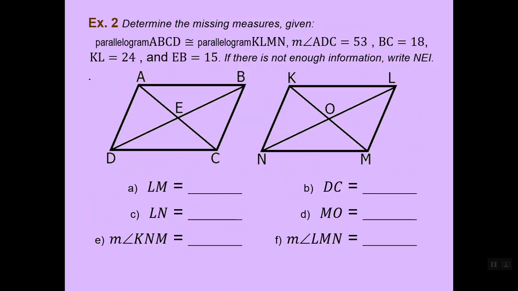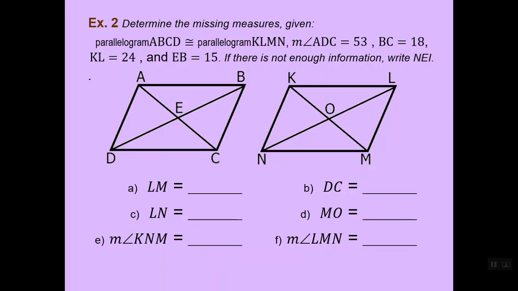Now we're told that we have two parallelograms that are congruent. So it's important you look carefully at your notation to determine whether they're congruent or similar. Here they're congruent, and we're told some other information, and we're always going to label our figure with any information that we're given. So let's go ahead and do that together.